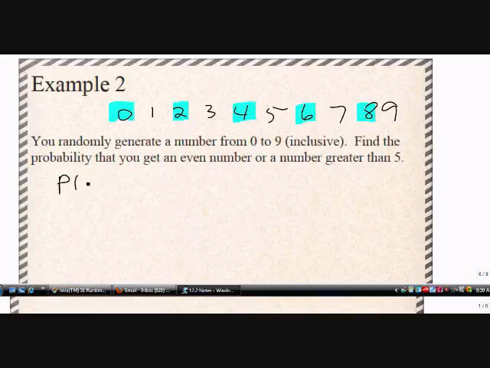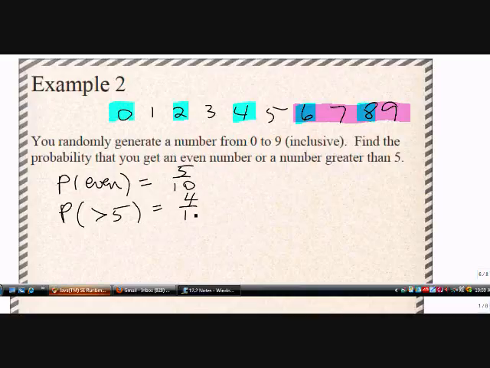So my probability to get an even number is how many wanted outcomes? One, two, three, four, five blue squares, so that's 5 out of 10. What's the probability of getting a number greater than 5? That looks like 4 out of 10.